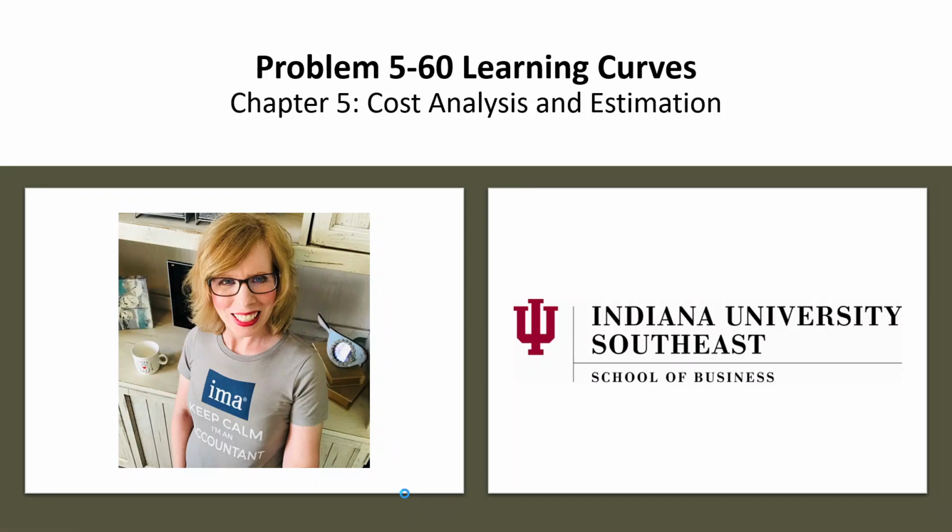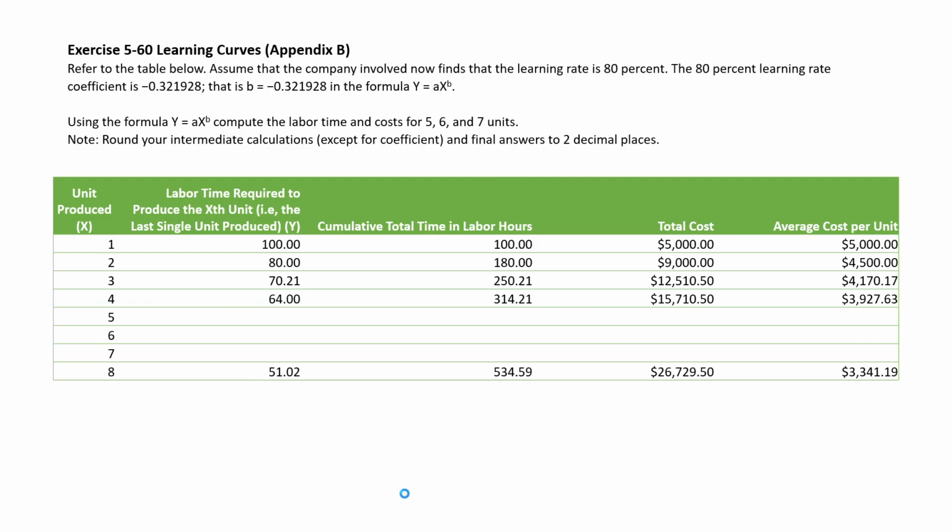I'm going to demonstrate an application of the learning curve. In this scenario, our rate of learning is 80%. Now, some of the information for this problem is already given to us, but let's make sure we can work through that. Our very first unit produced from our experience took 100 hours, and the cumulative total time in labor hours, obviously since it's 1 unit, is 100 hours. Our total cost is 5,000.